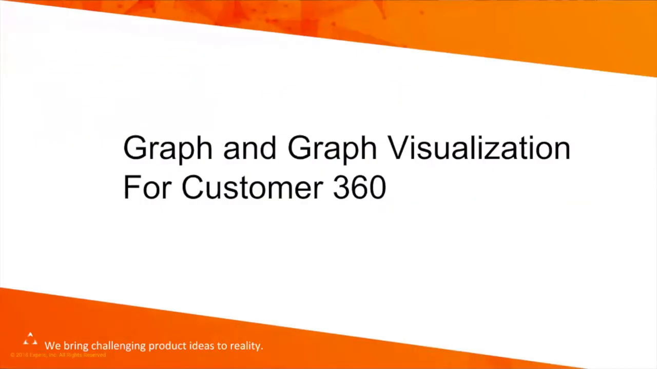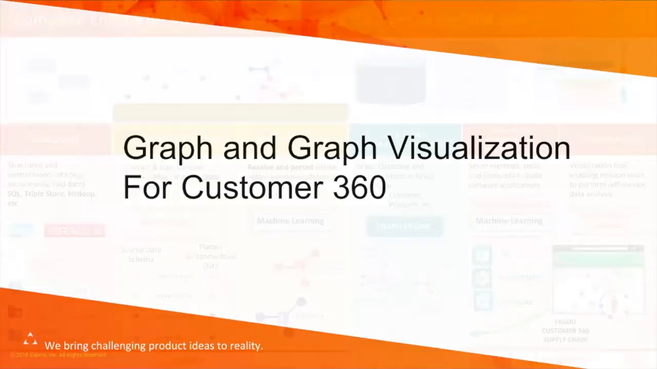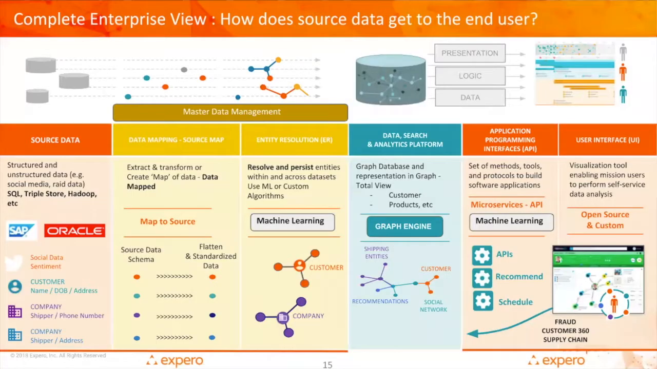Okay, so now that we've kind of framed the problem and the value to your business, let's talk a little bit about how we go about addressing that. So at Expero, we look at these graph projects from front to back, soup to nuts. From the far left, you see source data that could come from any of your systems of record, or maybe some social data that you're collecting. You've got to get that data in.